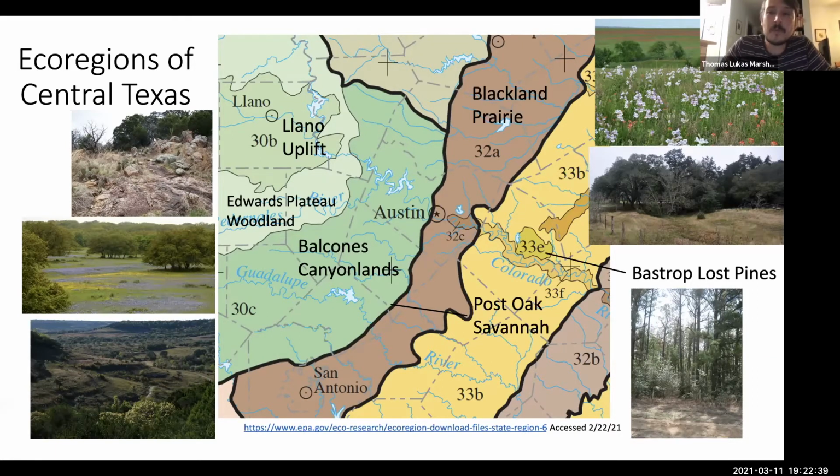So next up, I'm going to start talking about the individual snake species that you can find in Central Texas. And in those slides, I'm going to refer to some of these ecoregions and talk about where you might expect to find them.